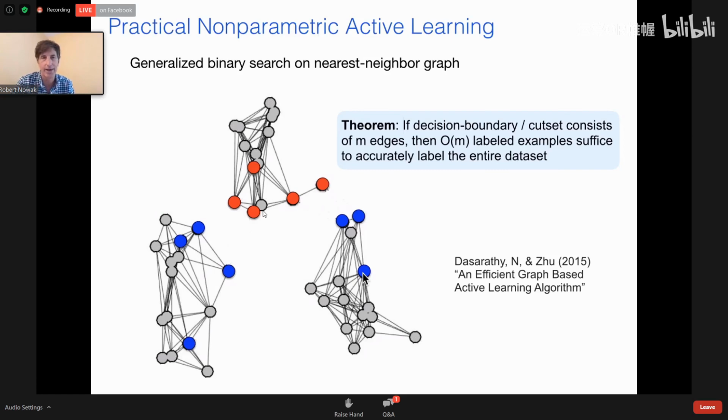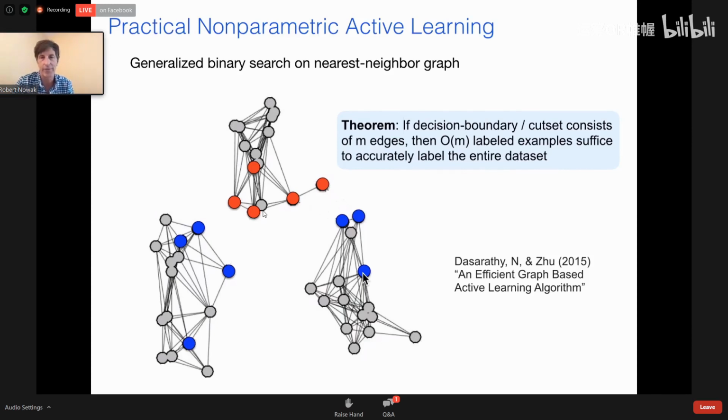So that's a nice semi-practical method. We've actually used it on some real practical problems. But it really hinges on this idea of constructing the graph and so forth. So it's not a fully general nonparametric approach. It's really specific to this kind of graphical setup.